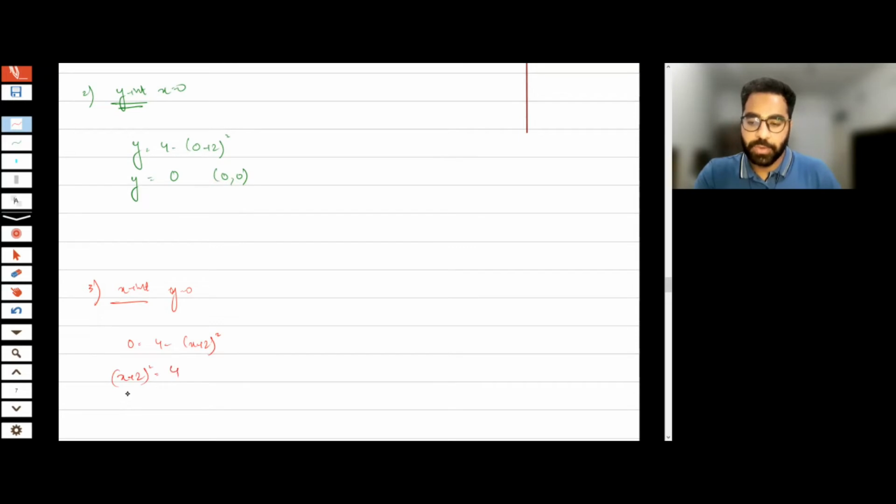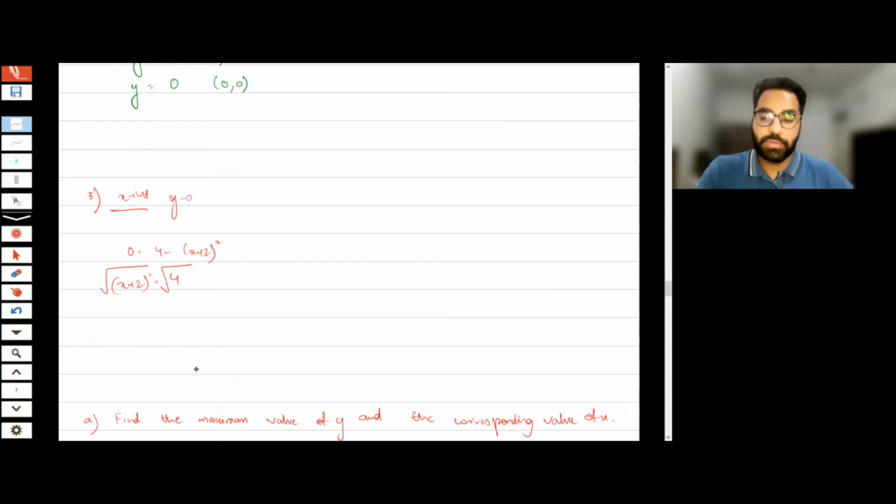I'm going to take the square root on both sides. And remember, whenever you take a square root, you get plus minus on one side. So I will have x plus 2 equals plus minus 2. So you get two values of x, one with plus 2 and the other with minus 2. If x plus 2 equals 2, this becomes 2 minus 2, which is 0. And x plus 2 equals minus 2 gives minus 2 minus 2, which is minus 4. So you're getting the x-intercepts as 0 and minus 4.